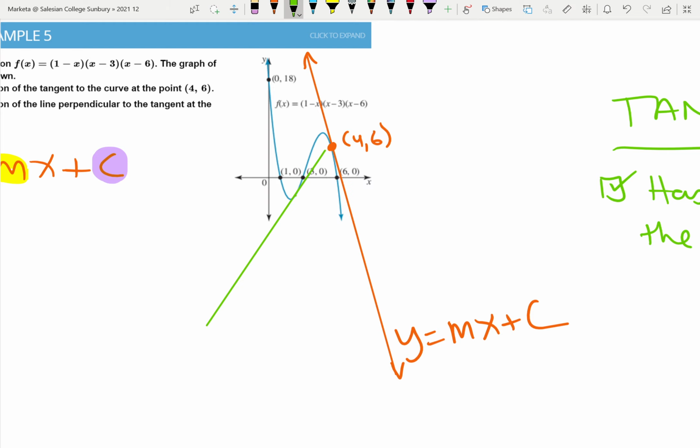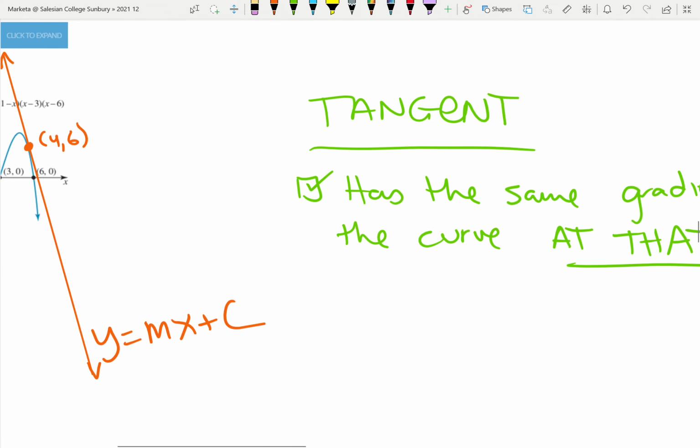So just say you've got a tangent at this point here. Well, the green line and the orange line are very different. They have completely different gradients. Obviously the green line has a positive gradient, the orange line has a negative gradient. So the tangent has the same gradient only at that point, and it doesn't matter if it's a really close by point, it won't have the same gradient. So it's just at that point. The second thing about a tangent, and this is really obvious, is it shares the point.